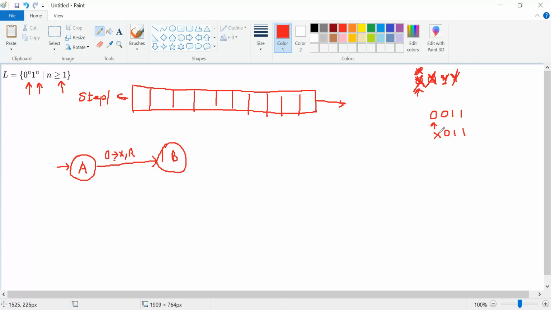Now look at this. What can happen when you are in B? This is the second scenario. When you are at B, you can encounter a 0.